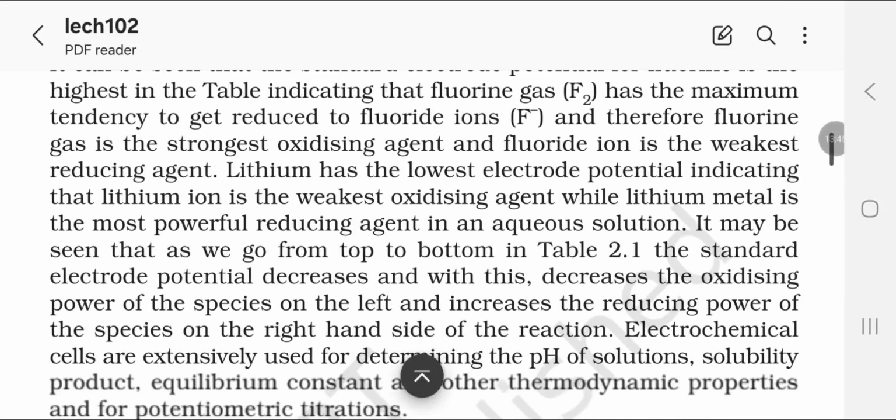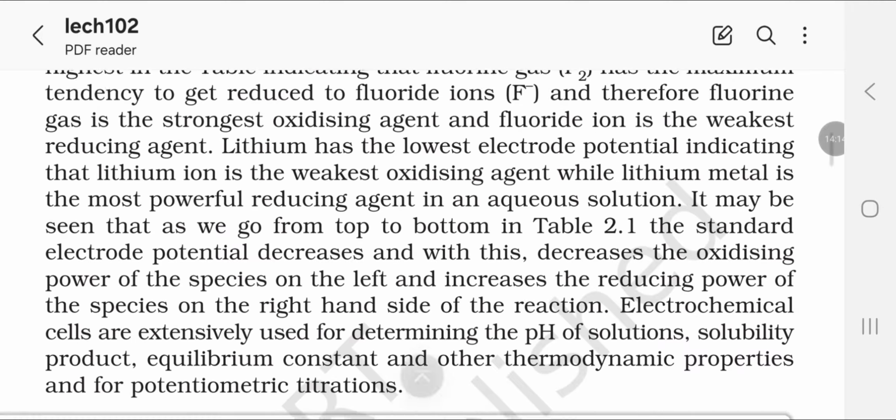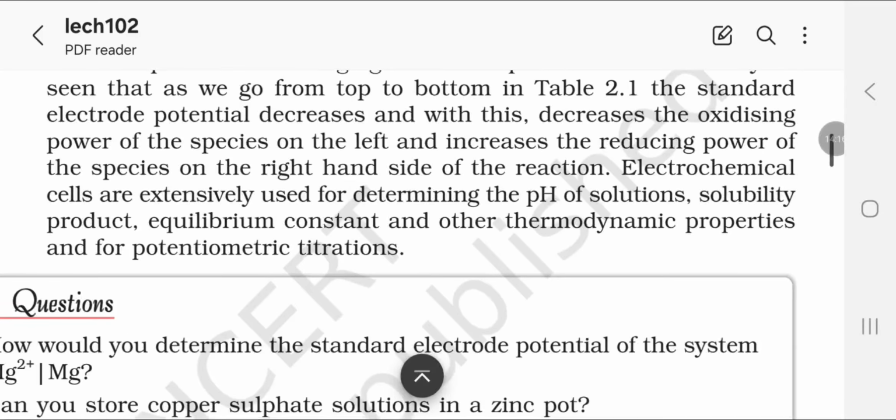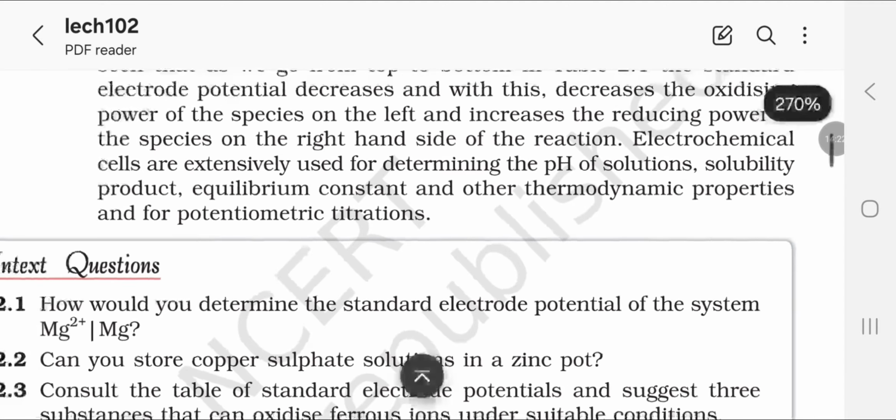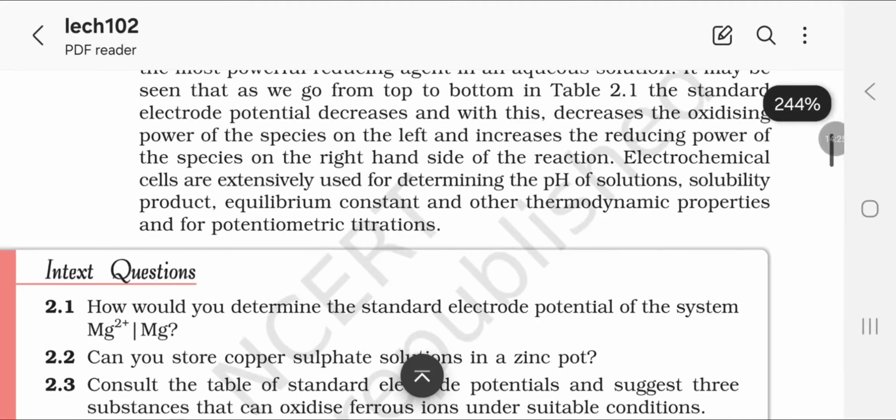Lithium has the lowest electrode potential, indicating that lithium ion is the weakest oxidizing agent, while lithium metal is the most powerful reducing agent in an aqueous solution. As we go from top to bottom in table 2.1, the standard electrode potential decreases, and with this the oxidizing power of the species on the left decreases and the reducing power of the species on the right hand side of the reaction increases. Electrochemical cells are extensively used for determining the pH of solutions, solubility product, equilibrium constant and other thermodynamic properties, and for potentiometric titrations.